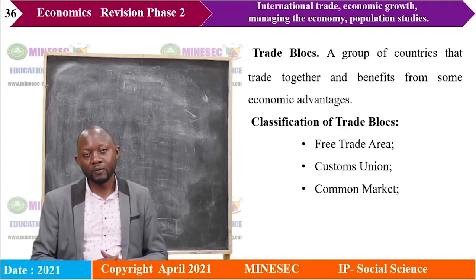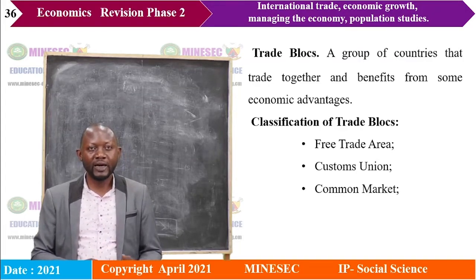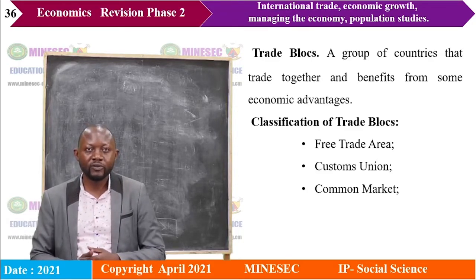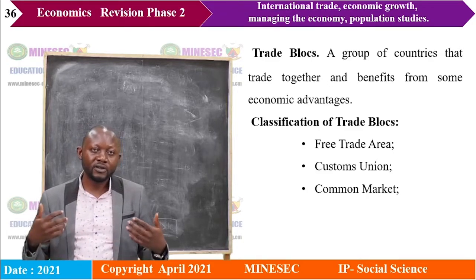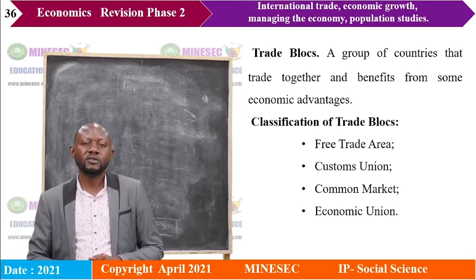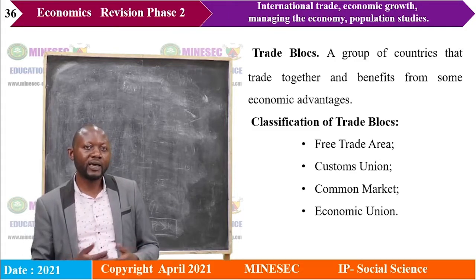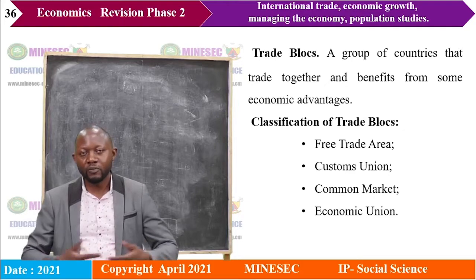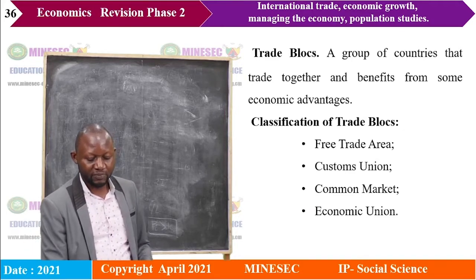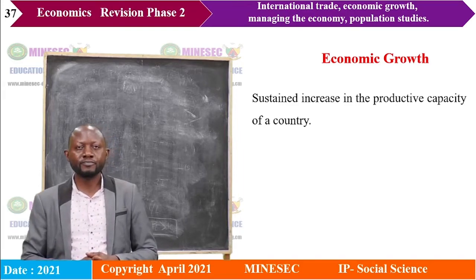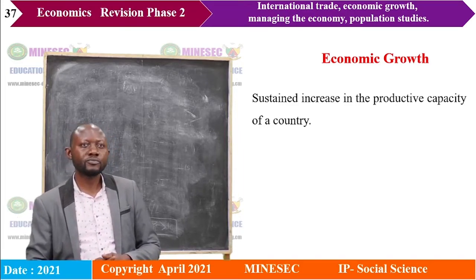Then we have a common market. A common market is a customs union in which, in addition to free movement of goods and services, there is free movement of labor and capital. Then economic union. An economic union is a common market in which members have common economic policies, like common policies in agriculture, transport, and so forth.